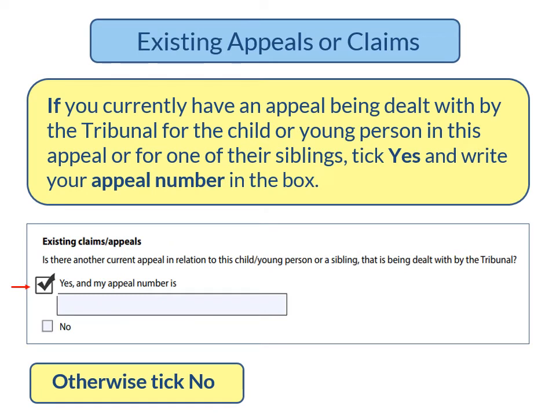This next part of Section 4 is only for families who already have an existing appeal or claim lodged with the SEND Tribunal. If you currently have an appeal being dealt with for the child or young person in this appeal, or for one of their siblings, tick Yes and write your appeal number in the box. If you don't, tick No.